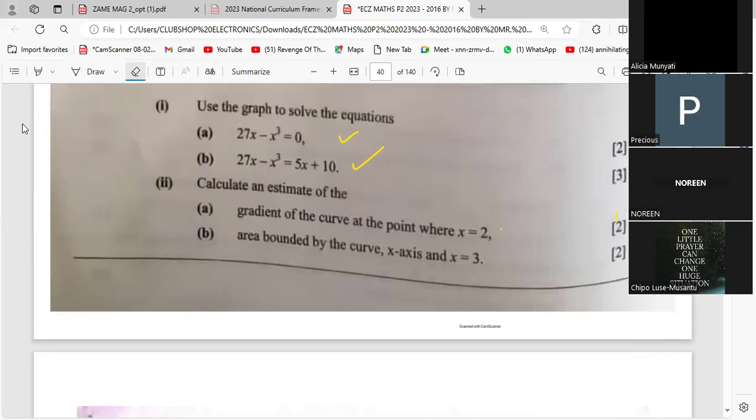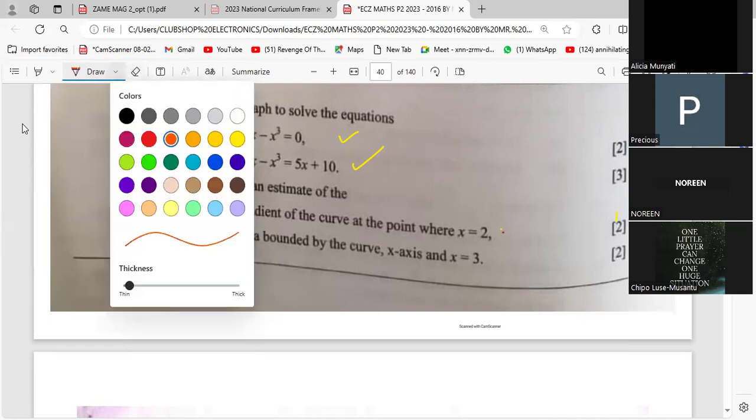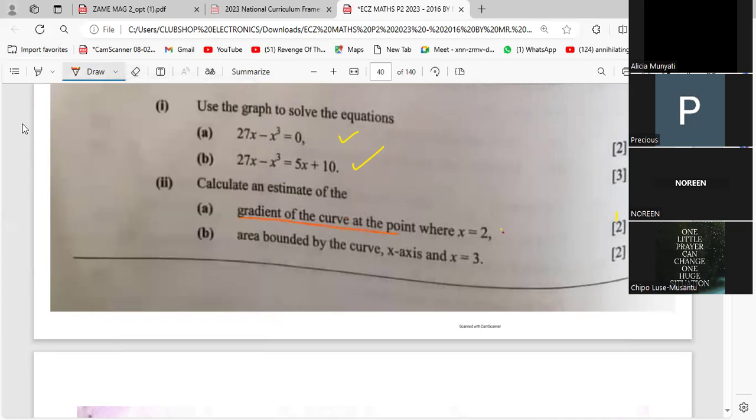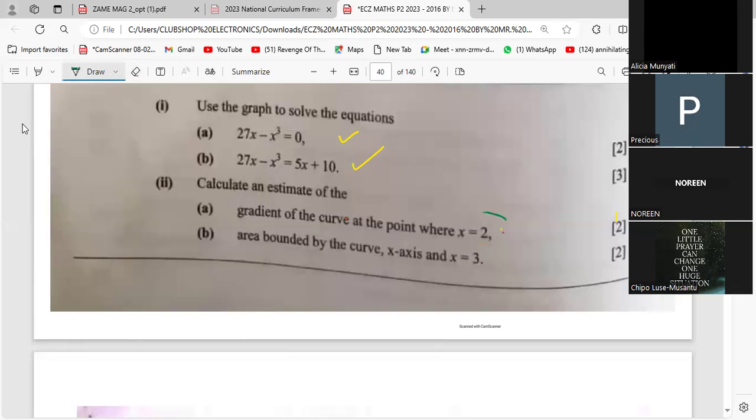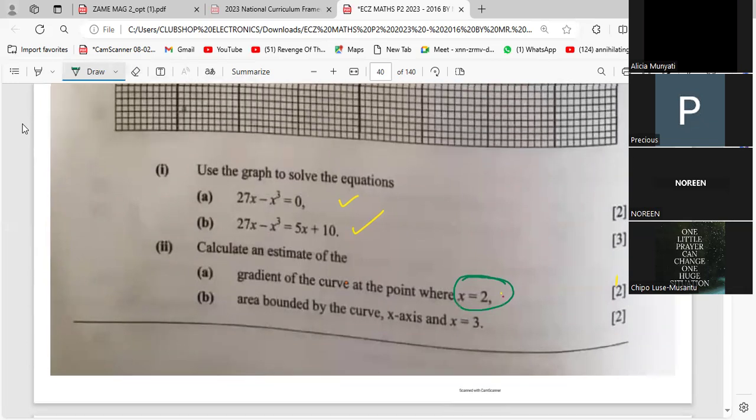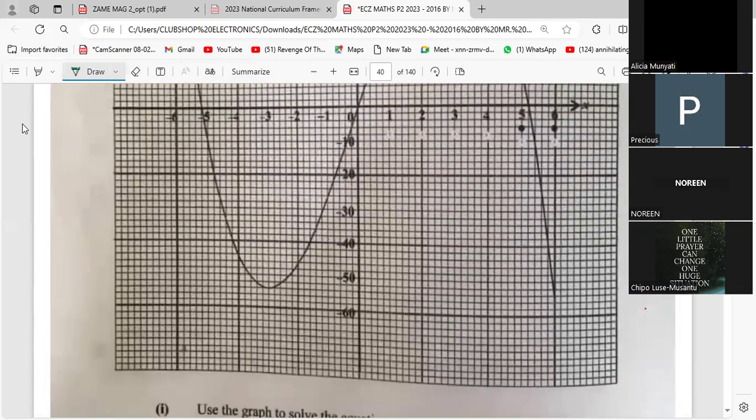Now I'm going to use a method that may not be common with you. I hope it will make sense. We want to find the gradient of the curve at the point x is equal to 2. You must take note of the point given. So the point given is x is equal to 2. Are we okay with this point? Have we seen the point? Yes, sir.